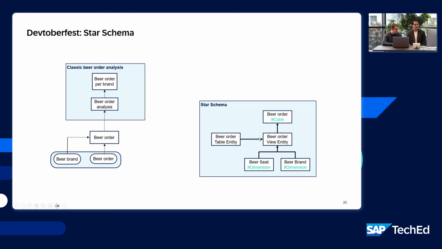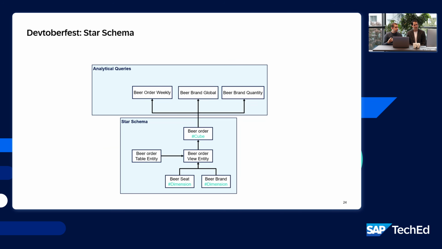And then in the middle, we've got the beer order view entity, the interface view that we just saw, that combines everything and associates the seats and the brand. And also, then we will need to, so to say, create the heart of the star schema. Analytical star schema. It's the cube. It's right in the middle, and it's got associations to all of the dimensions, and it's also got the measures, and you can do then quite simply analytical reporting on top of it.